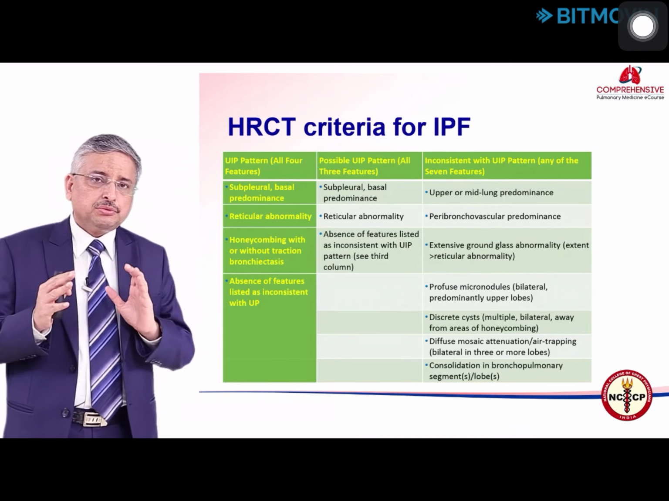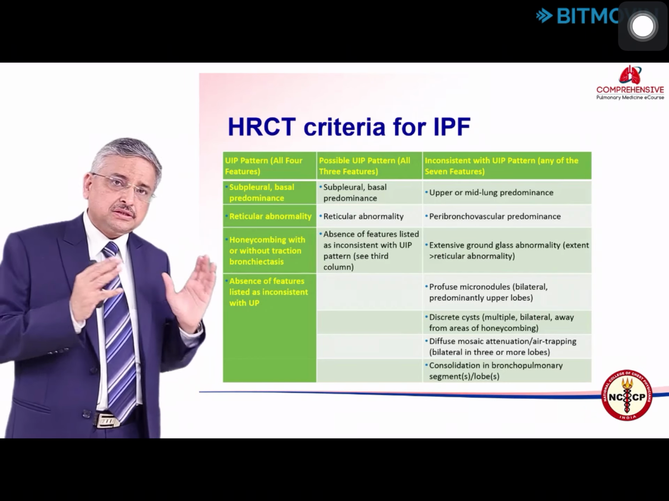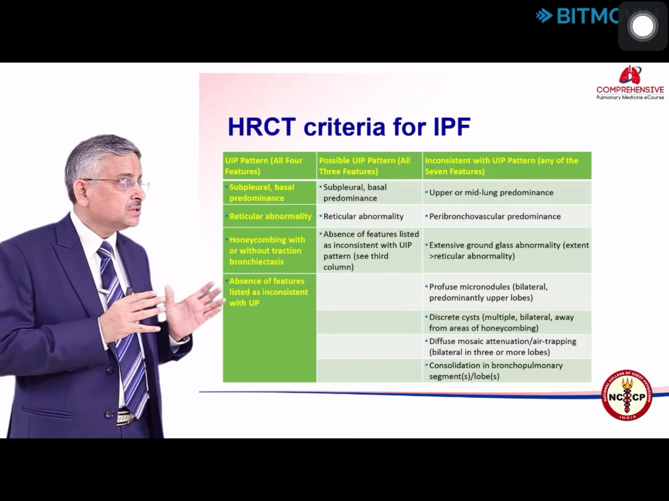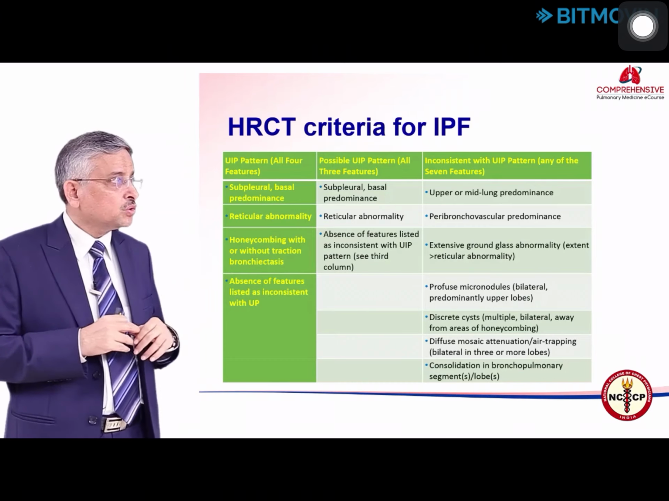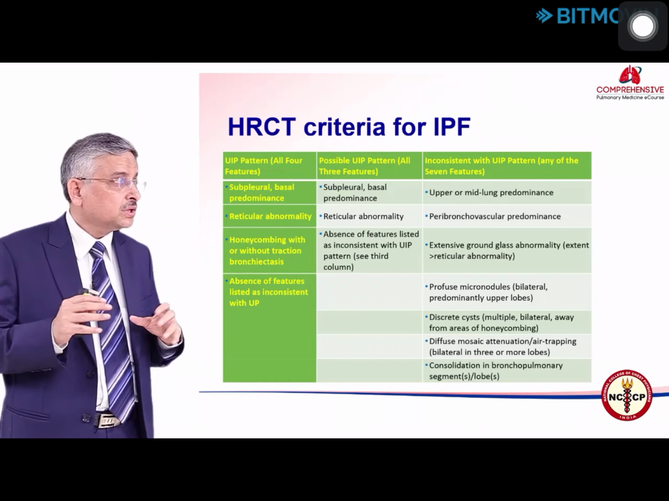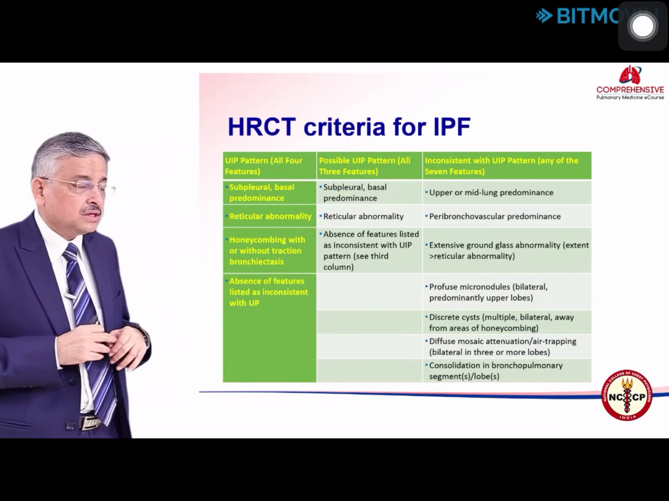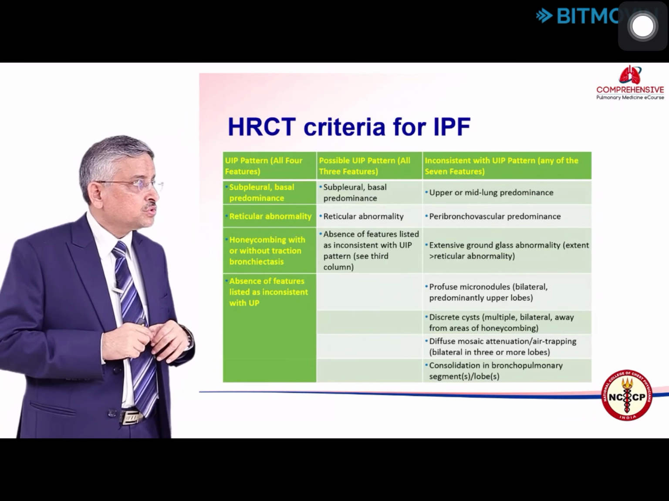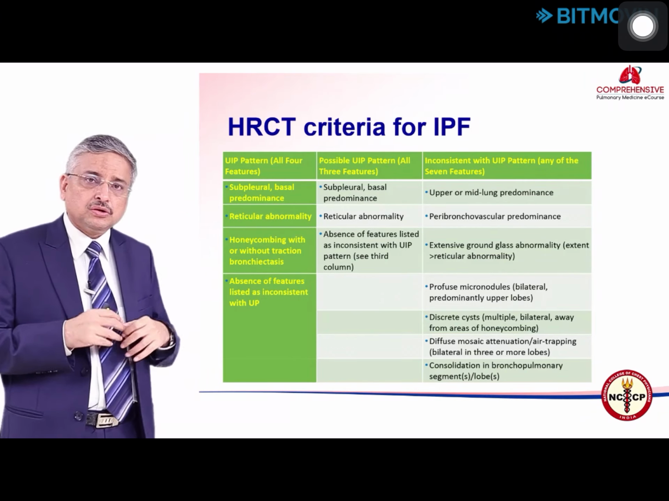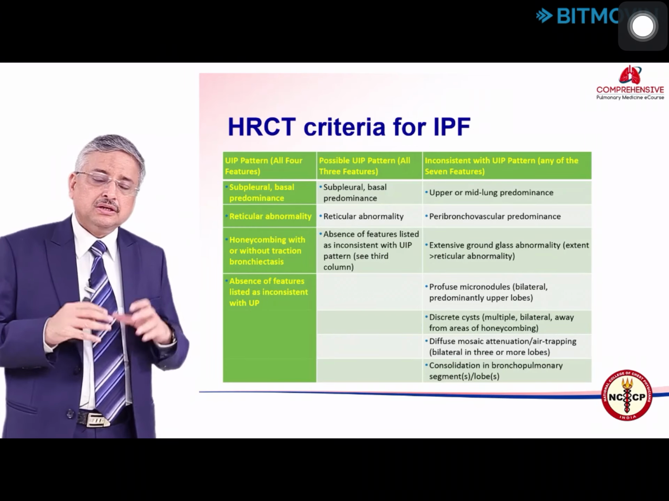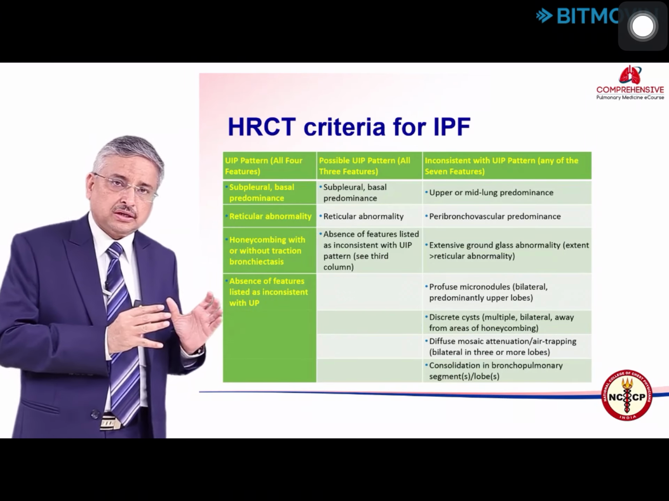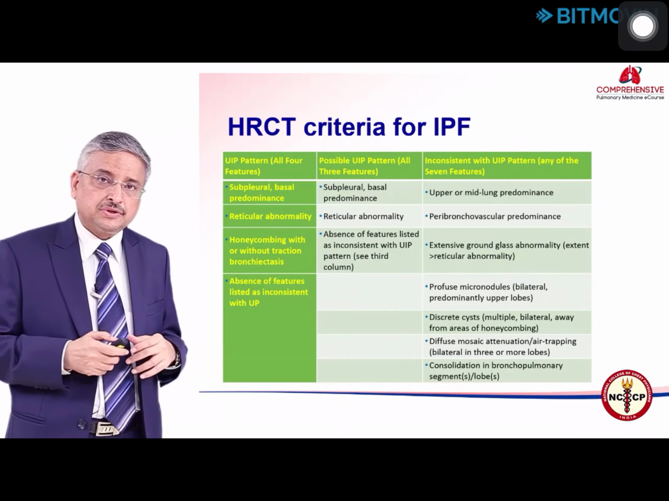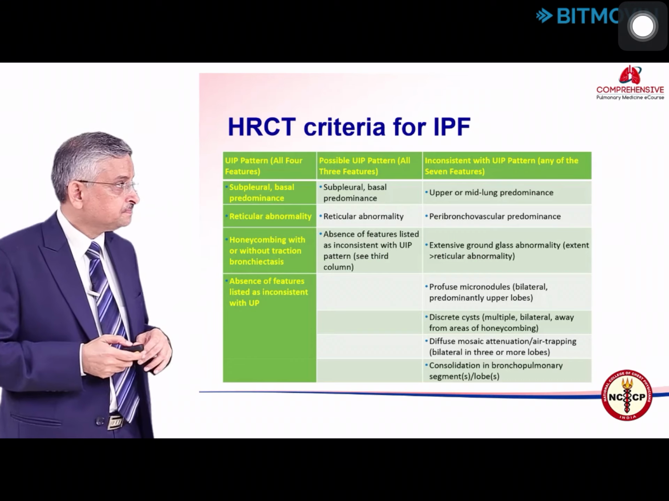But the important thing to remember is what are the features which are against the diagnosis of UIP, and these are these 7 very important features. If there is upper lobe predominance, if there is peribronchovascular predominance, if there is extensive ground glassing present in the CT scan, if there are micronodules or nodularity, or if there are cysts or mosaic attenuation which suggests air trapping, or presence of consolidation on your CT scan, you are going away from a diagnosis of IPF, and you are looking at some other cause of the interstitial lung disease, where you may have a treatment if you were to examine your patient properly.